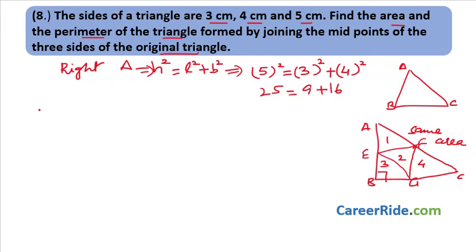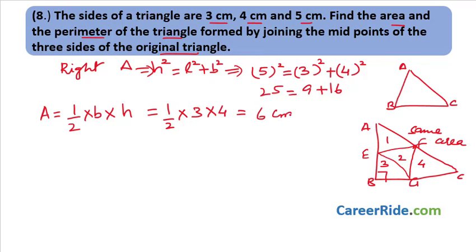So what is the area of the original triangle? It is equal to half into base into altitude, right? Altitude is height. So in this case, our hypotenuse is 5 centimeter and the rest, 3 and 4, are either base or height. So let's place them here. So what does it become? It becomes 3 into 4 into half, that is equal to 6 centimeter square. So the area of the original triangle ABC is equal to 6 centimeter square.